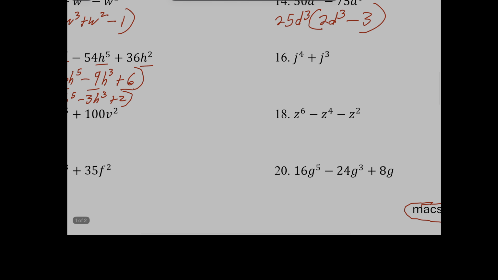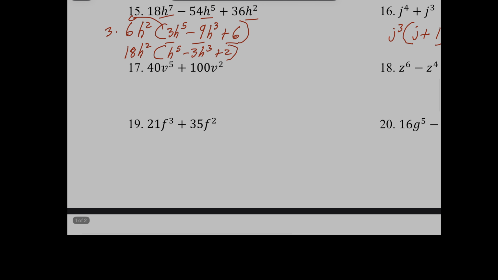Okay? Let's go on to 16 out of 20. All right? So here I'm going to pull out 3 j's out of both of them. The first one I had 4. I pulled out 3. I'm left with 1. The second one I pulled everybody out, so I'm just left with a 1. All right, 4 more. Way to hang in there.